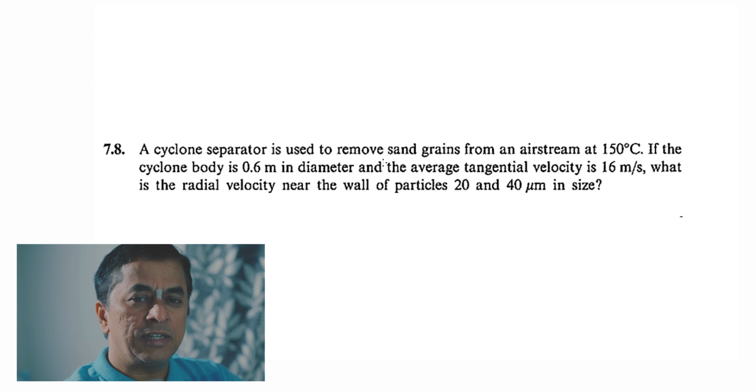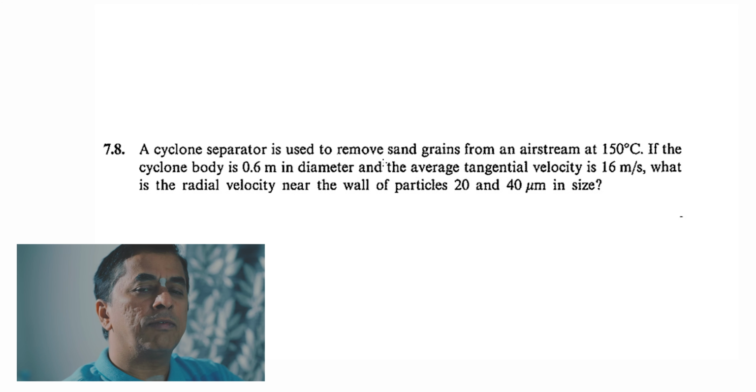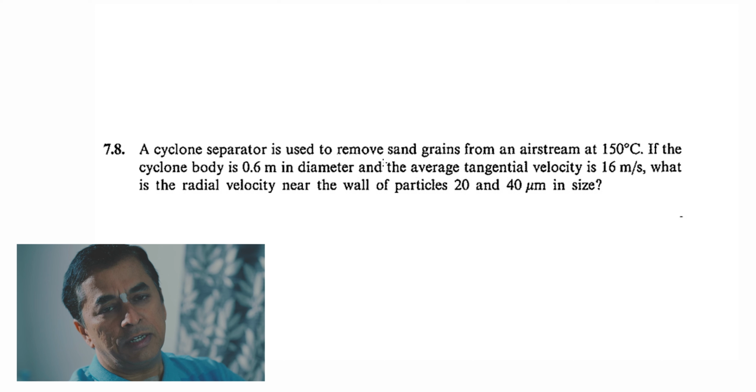Basically, a cyclone separator is a device which is used to separate solids from a gas. So the gas here in this example is air, and the solid particles are sand particles. And the size of the particles is 20 micrometers and 40 micrometers. And you know that 1 micrometer is equal to 10 to the power of minus 6 meters.